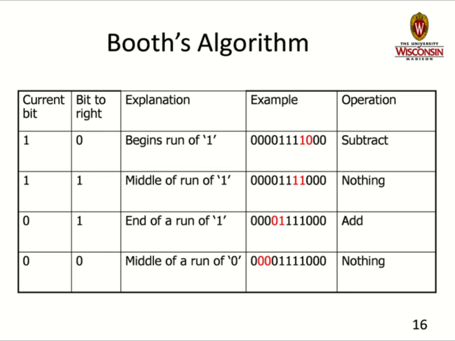And now if the current bit is a 0 and the previous bit was a 1, then we know that we've reached the end of a run, so we have to do an addition at that bit position. And finally, if both bits are 0, we're in the middle of a run of zeros, and so we're not going to do anything there either.